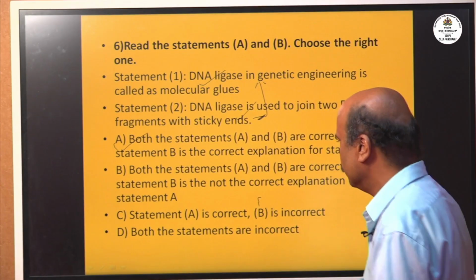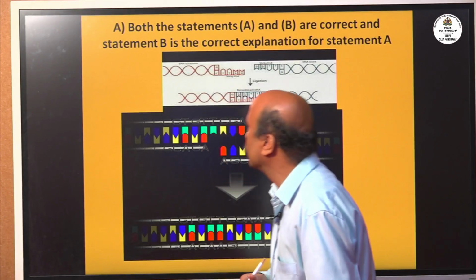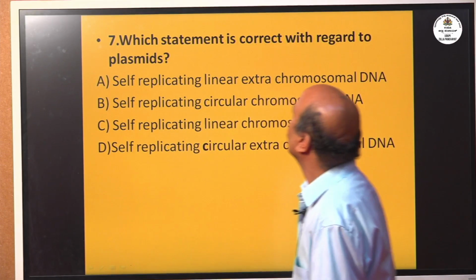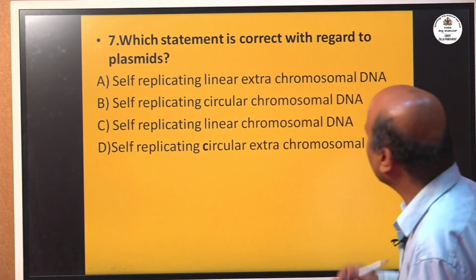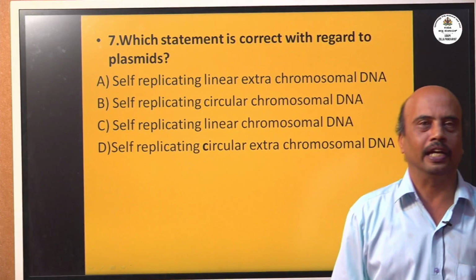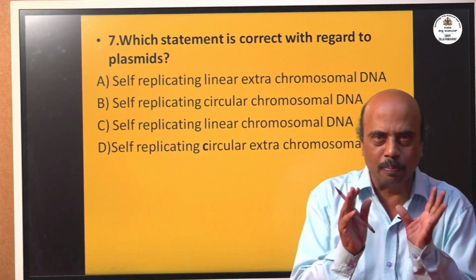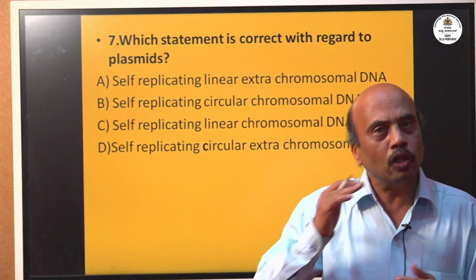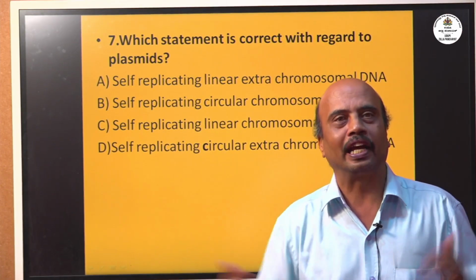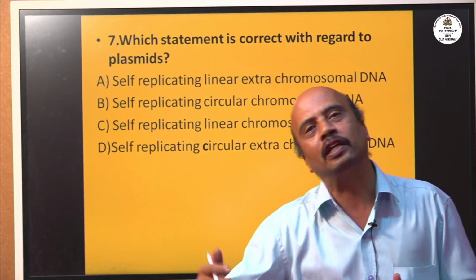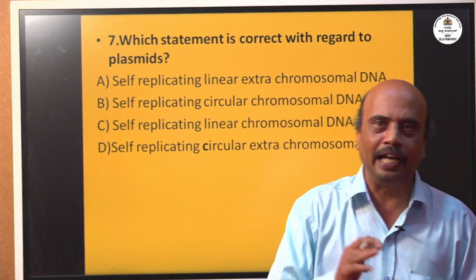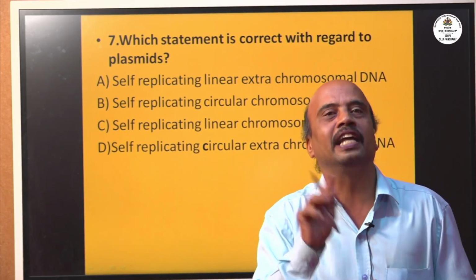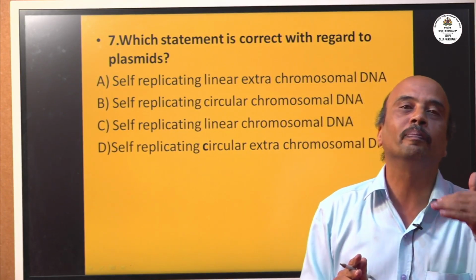Next we move on to another question, which statement is correct with regard to plasmids. Now we concentrate on a few points with regard to plasmids. You know, plasmids are autonomously replicating, self-replicating. Their replication is independent of the bacterial chromosome. Second, they are double-stranded, circular, naked DNA present in the cytoplasm of many bacteria.